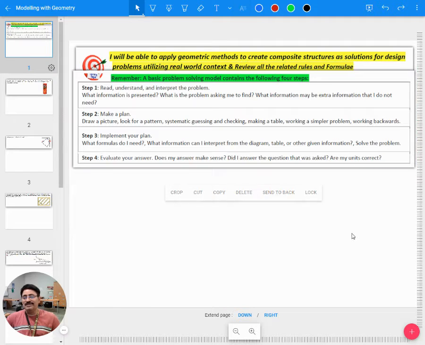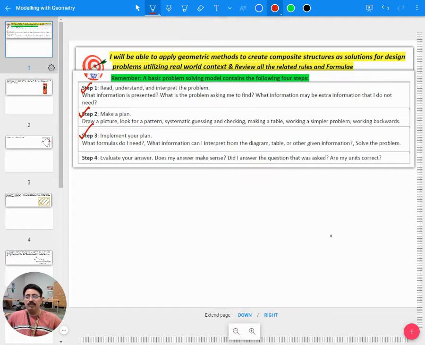The first one is read the question. First of all, you read the question, understand and interpret the problem. And second step is make a plan, draw a picture, look for a pattern, maybe systematic guessing and checking, making a table and thinking of simpler problems.